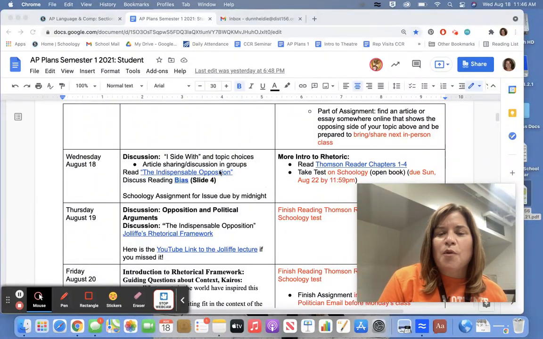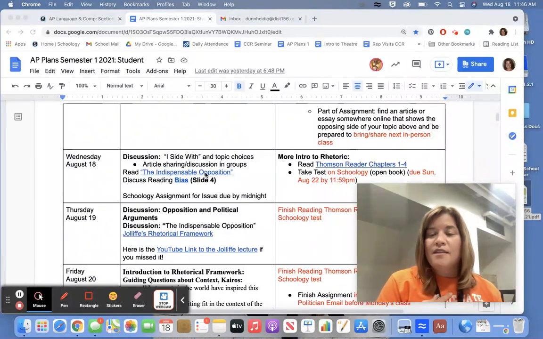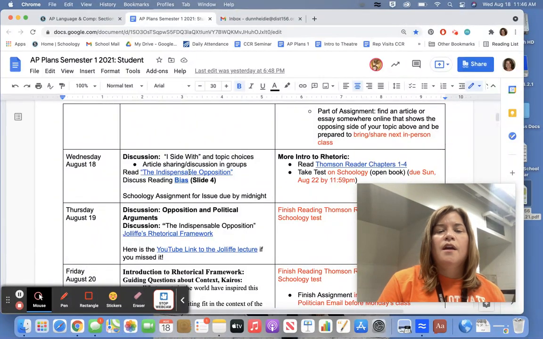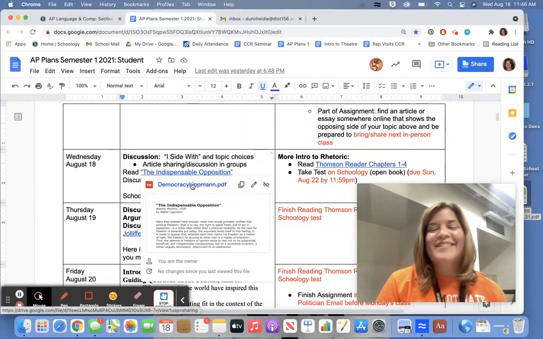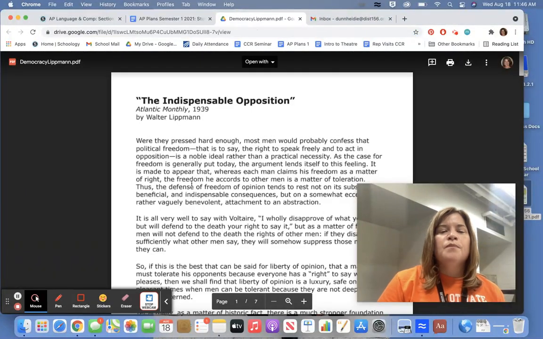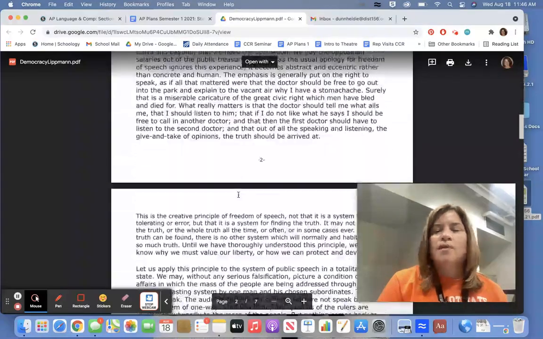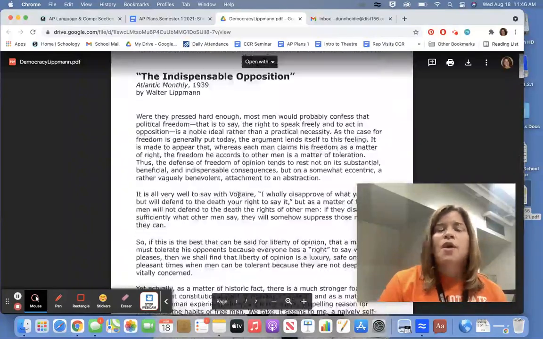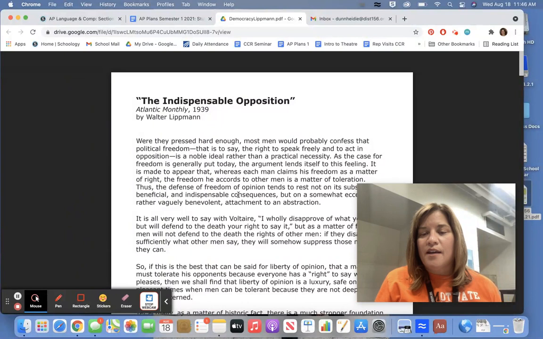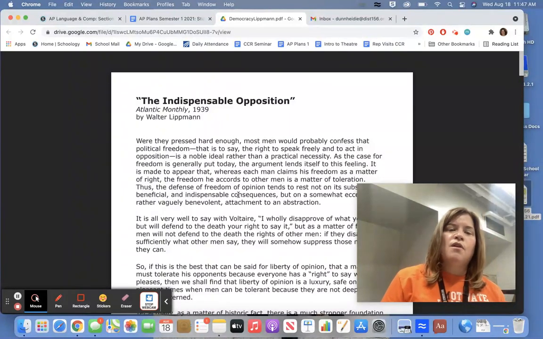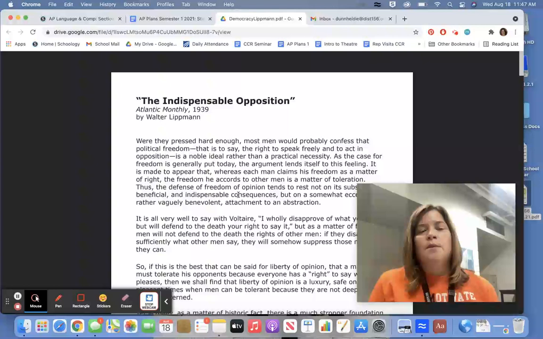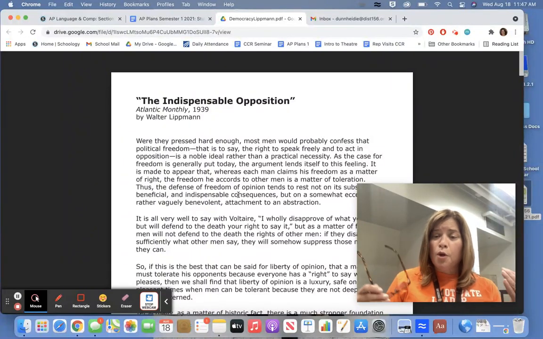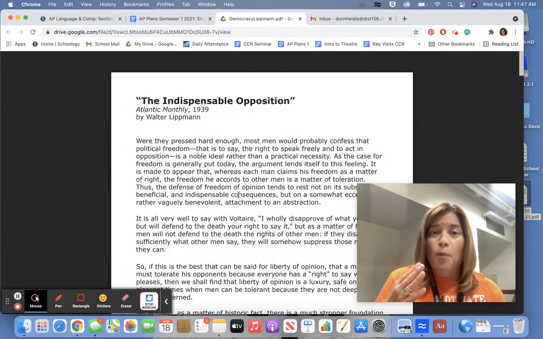All right. The next thing that we're going to be doing is we're going to talk about this reading, The Indispensable Opposition. I have a handout that I'm giving to class that is a shorter version of this reading. But because you're not in class, you're going to get the longer version of the reading. It's not too long, don't worry, and the type is actually pretty large. So I want you to read this over. We're going to read it in class, and then we're going to discuss who exactly Walter Lippmann is. What was he saying in 1939 when he wrote this article in the Atlantic Monthly, this opinion piece on the indispensable opposition? And we're going to use that to add to our information about bias.